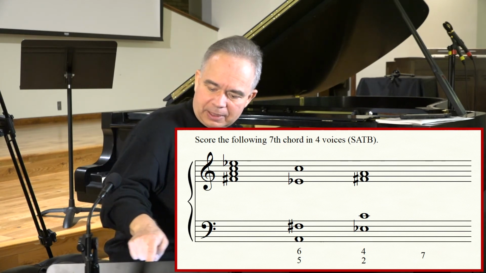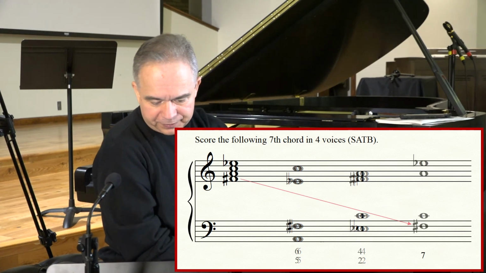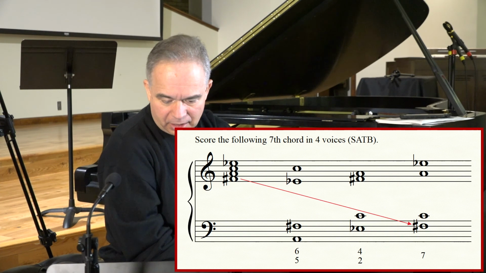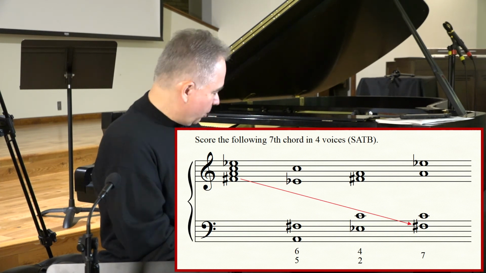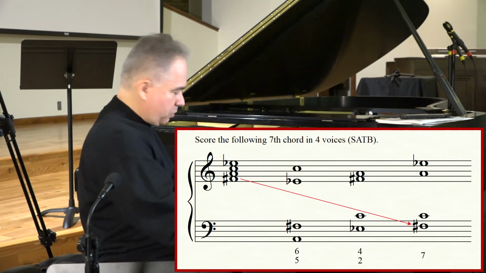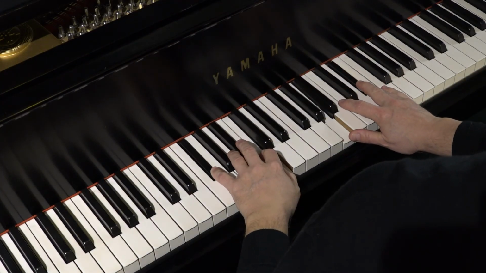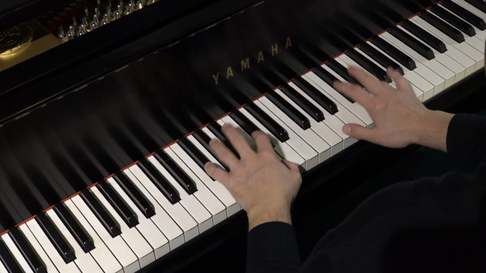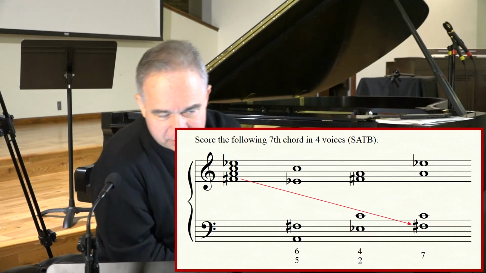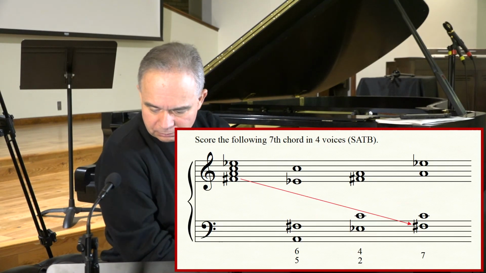So this is the solution that I came up with. You can follow the arrow again. F sharp stays in the bass, the lowest sounding note, and this is what it sounds like. F sharp, C, A, E flat. You can also see this is an open position, right?